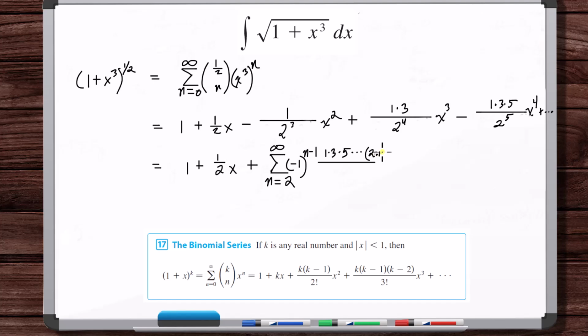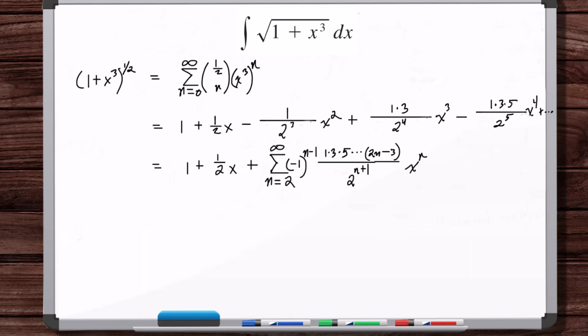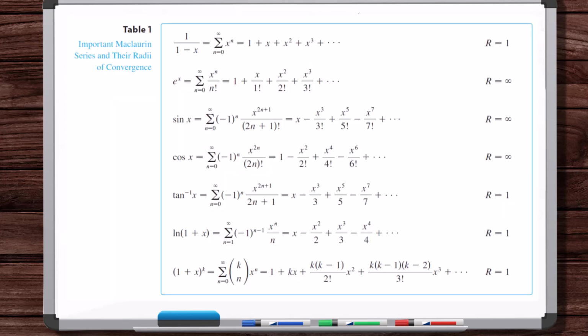So 2n minus 3, and then 2 to the n plus 1, then x to the n. Okay. Now the radius of convergence is what? Well, we don't have to do the ratio test here because all we did was substitute x cubed for x. So if the radius of convergence is equal to 1, then that means the absolute value of x is less than 1.